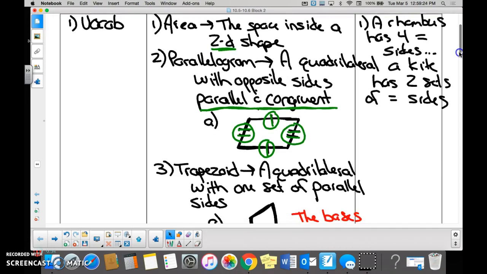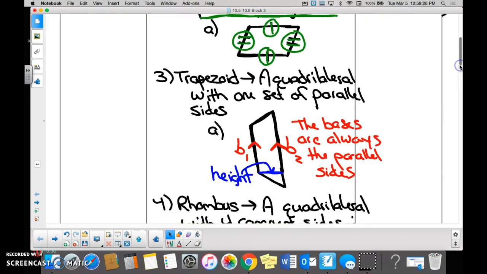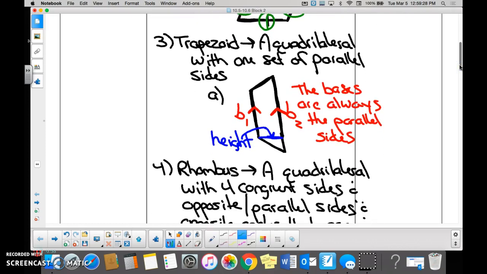All right, number 3, trapezoid. What are the bases of a trapezoid? The parallel sides. So the bases of this trapezoid actually are the sides, right? Because the sides are what are parallel. And then the height is where? Between the parallel lines, right? Yes. Or between the bases, because the parallel lines are the bases, right?